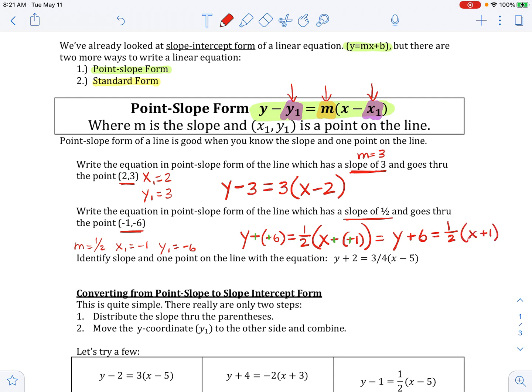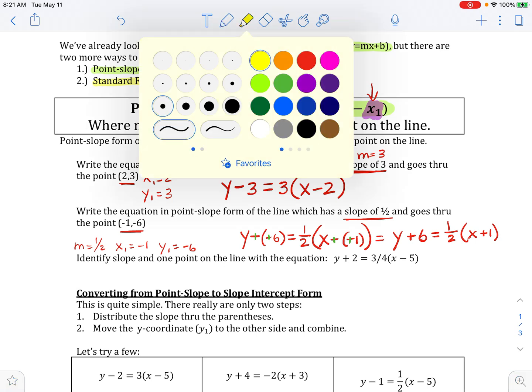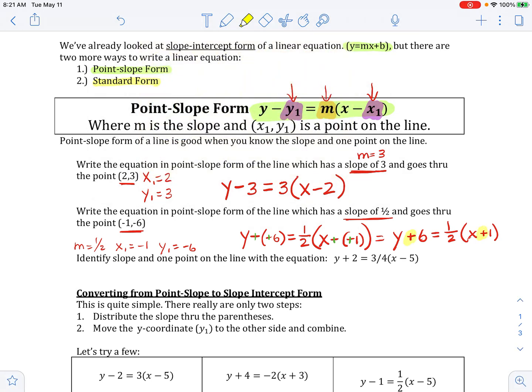Now, what that tells you is that if you see the pluses in your point-slope form, then you know that the x and y coordinates are going to be negative, because subtracting that negative turned it into a plus. Speaking of that, let's look at one more. It says identify the slope and 1 point on the line with the equation y plus 2 equals 3/4 times the quantity x minus 5.